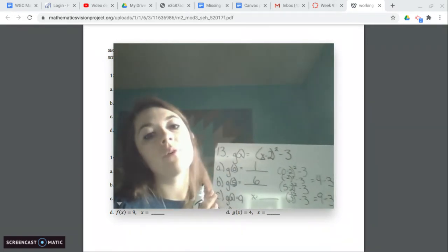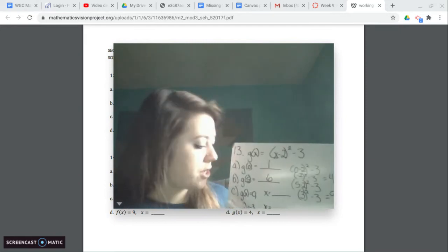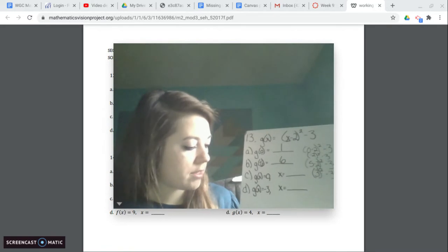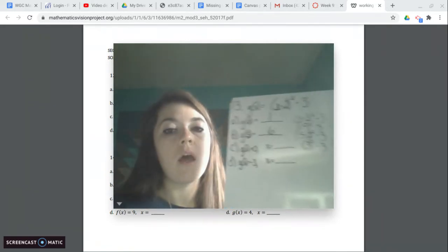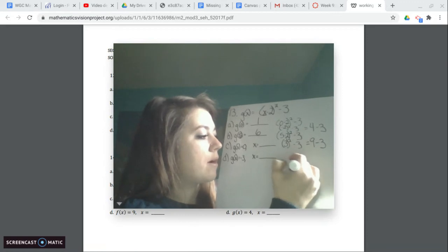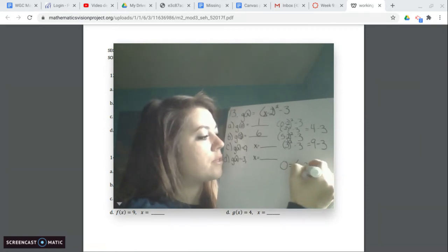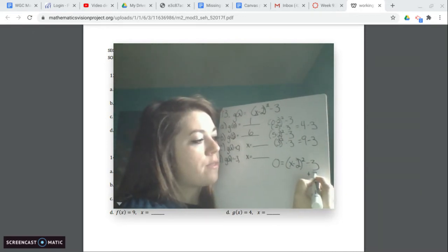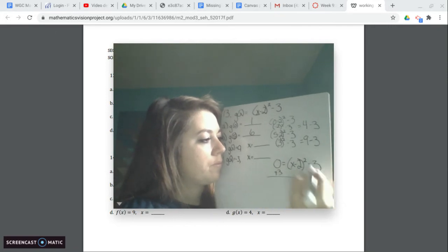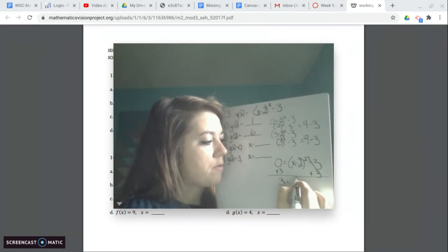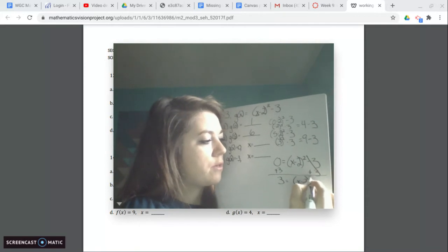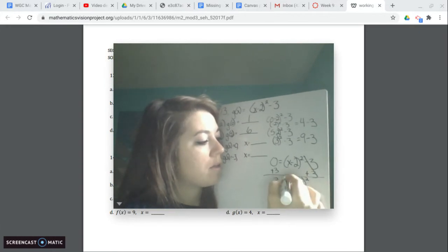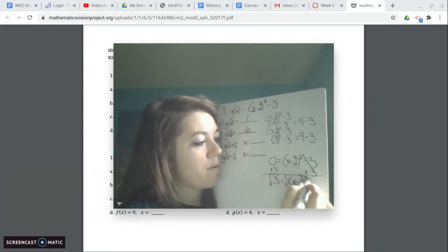All right, now for the next kind, where our g of x equals certain values. So here we have it equaling 0. Sorry, writing on the word. So we're going to take 0 and set it equal to (x minus 2) squared minus 3. Now, we're going to add the 3 over. So we have 3 equals (x minus 2) squared. Now, how do we get rid of a squared? We take the square root. So we take the square root on both sides.